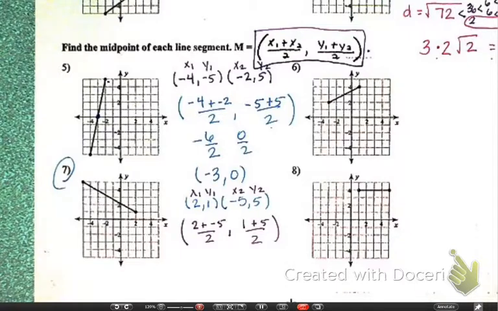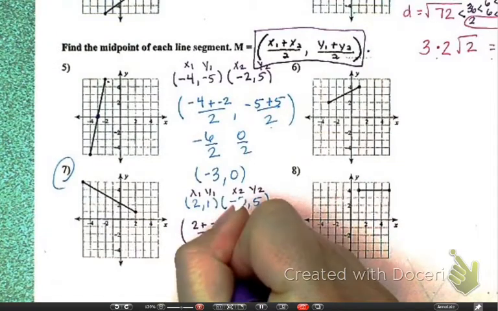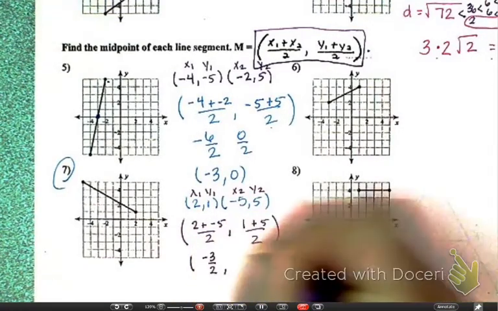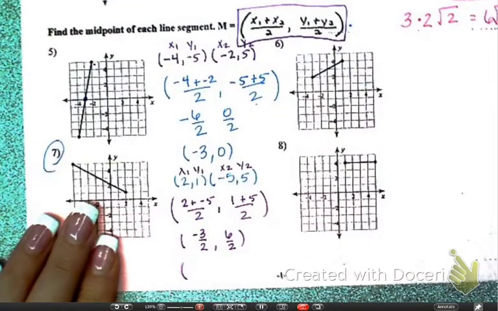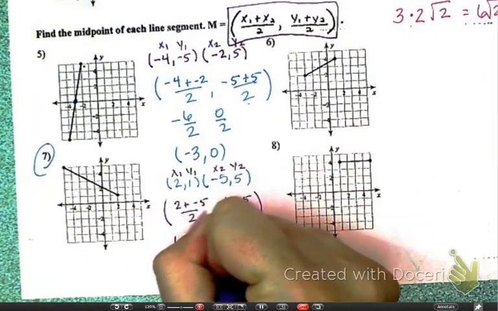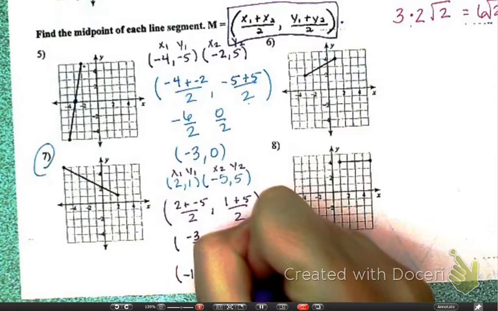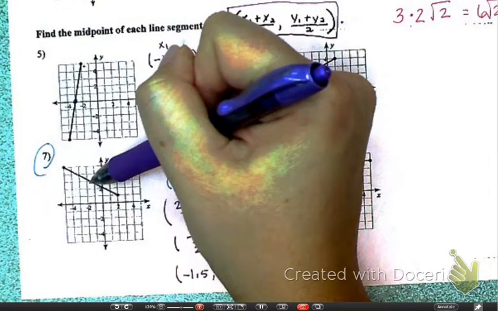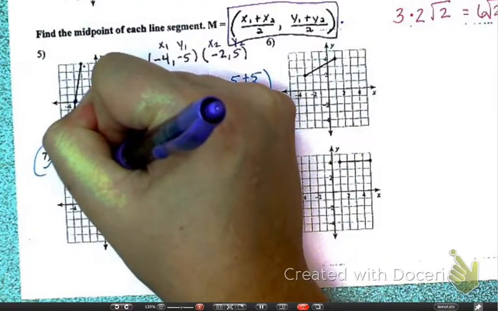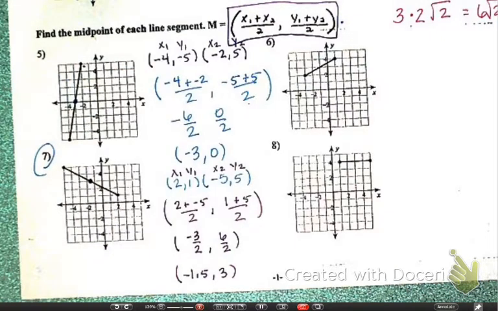You should have gotten the points 2, 1 and negative 5, 5. When you plug everything in, you end up with negative 3 over 2 and 6 over 2. I want negative 3 over 2 to be a decimal just because it'll be easier for me to graph. What is negative 3/2 as a decimal? Negative 1.5. And 6 divided by 2 is 3. So if I plot that on the graph, going over negative 1.5 and up 3, as long as it lands on that line, I'm good. So if you have a graph, that's a way to check your work. Make sure your math is correct, because if it's not even on the line, then you did something wrong.